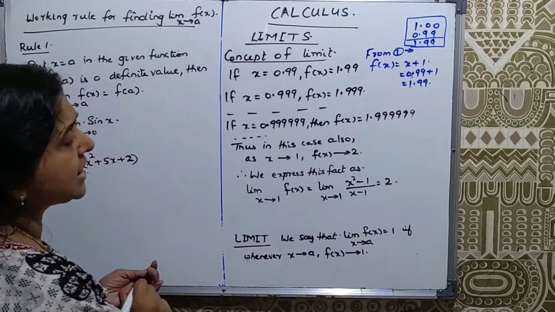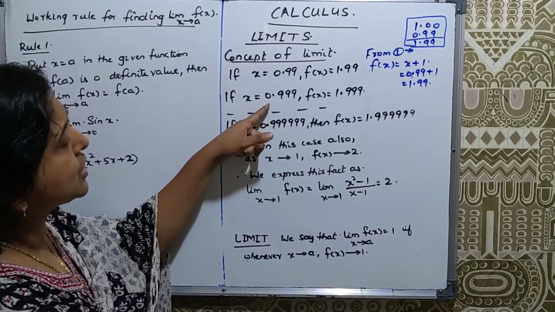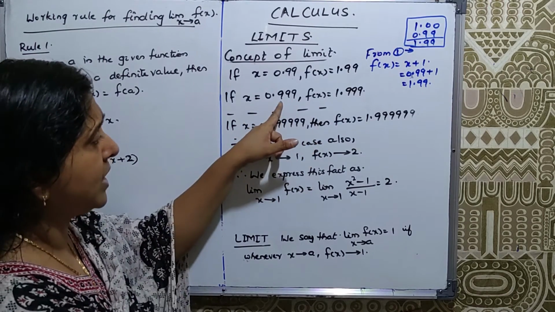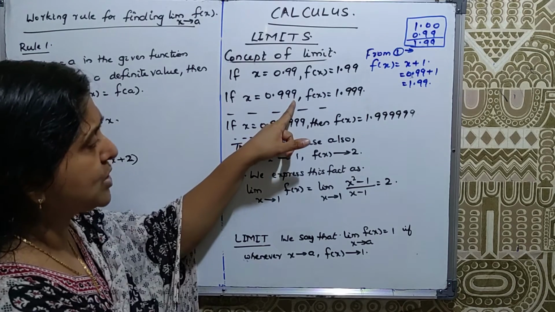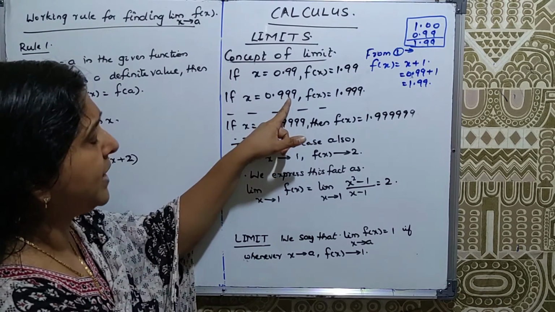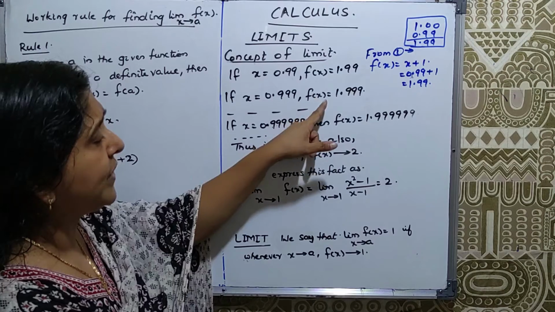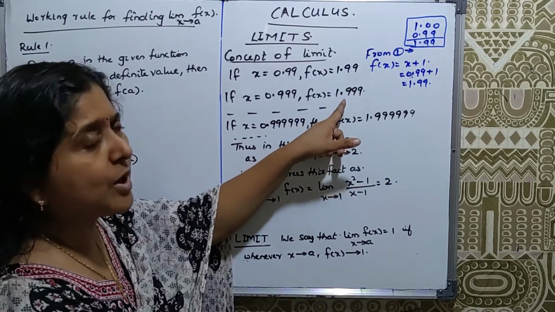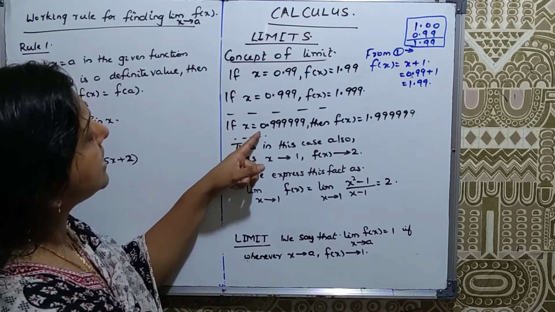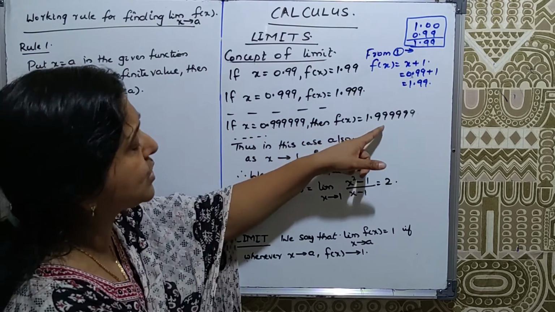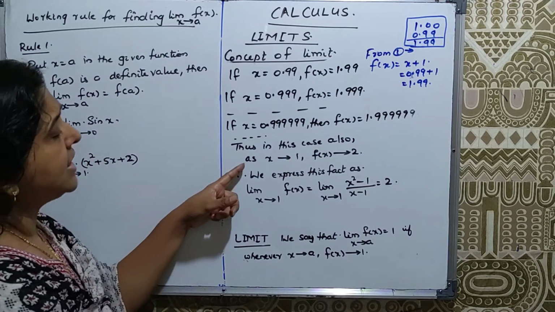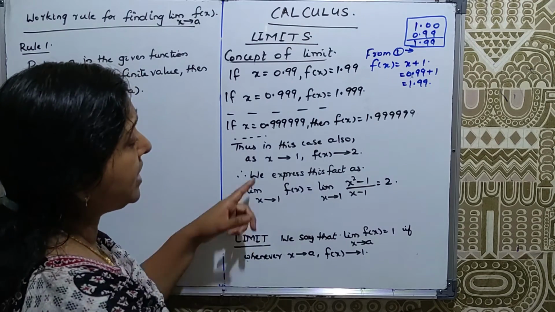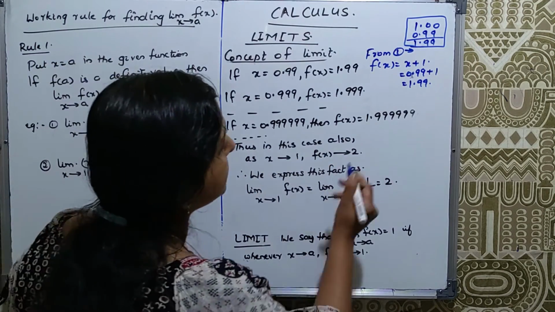Now we'll keep on increasing the value of x and bring the values of x closer to 1. When you bring the values of x closer to 1, that is 0.999, at that time you will get f of x equal to 1.999. That means it will be closer to 2. So like that, with some more values, it will become very close to 2. And thus in this case, as x tends to 1, f of x tends to 2, or x approaches 1, f of x approaches 2.